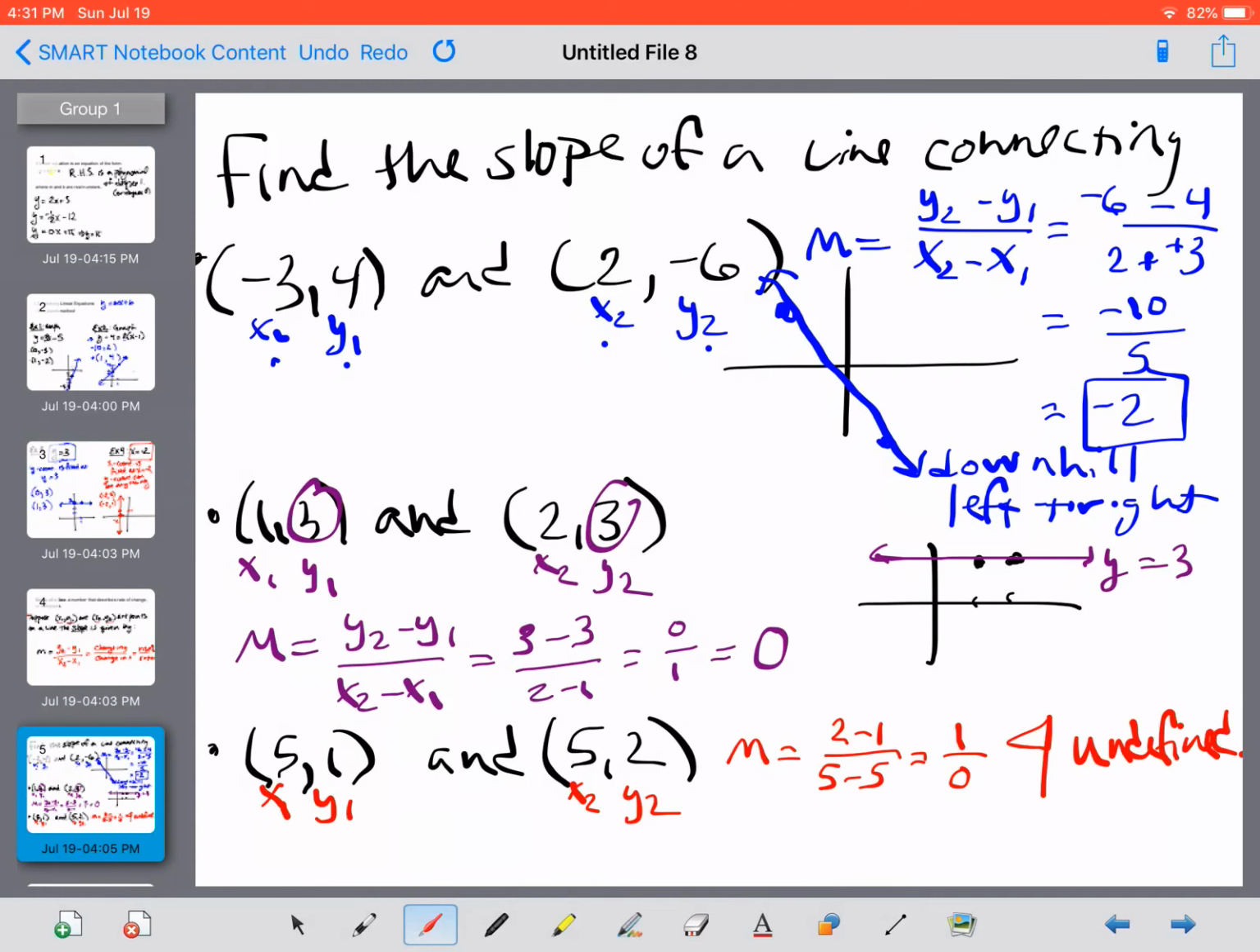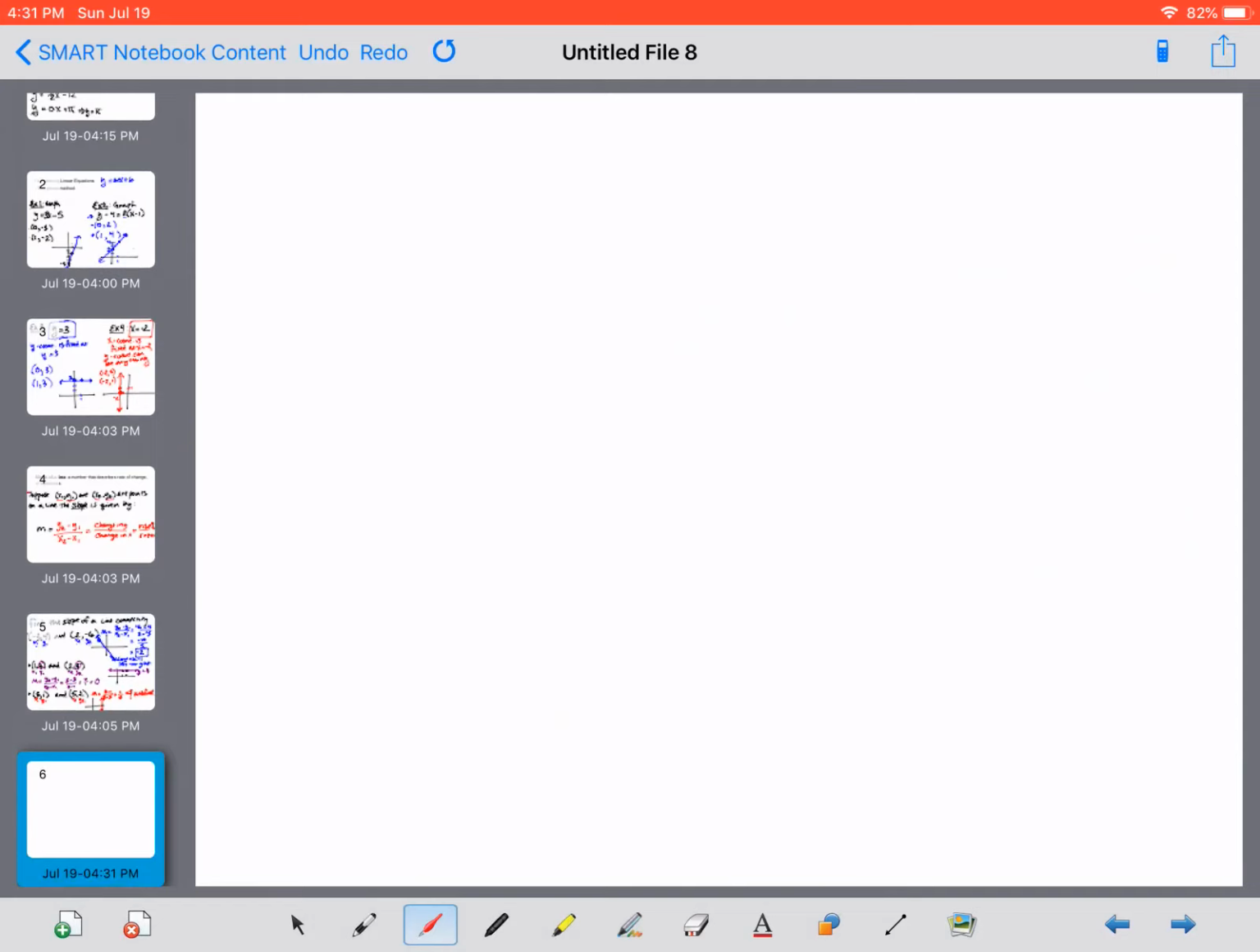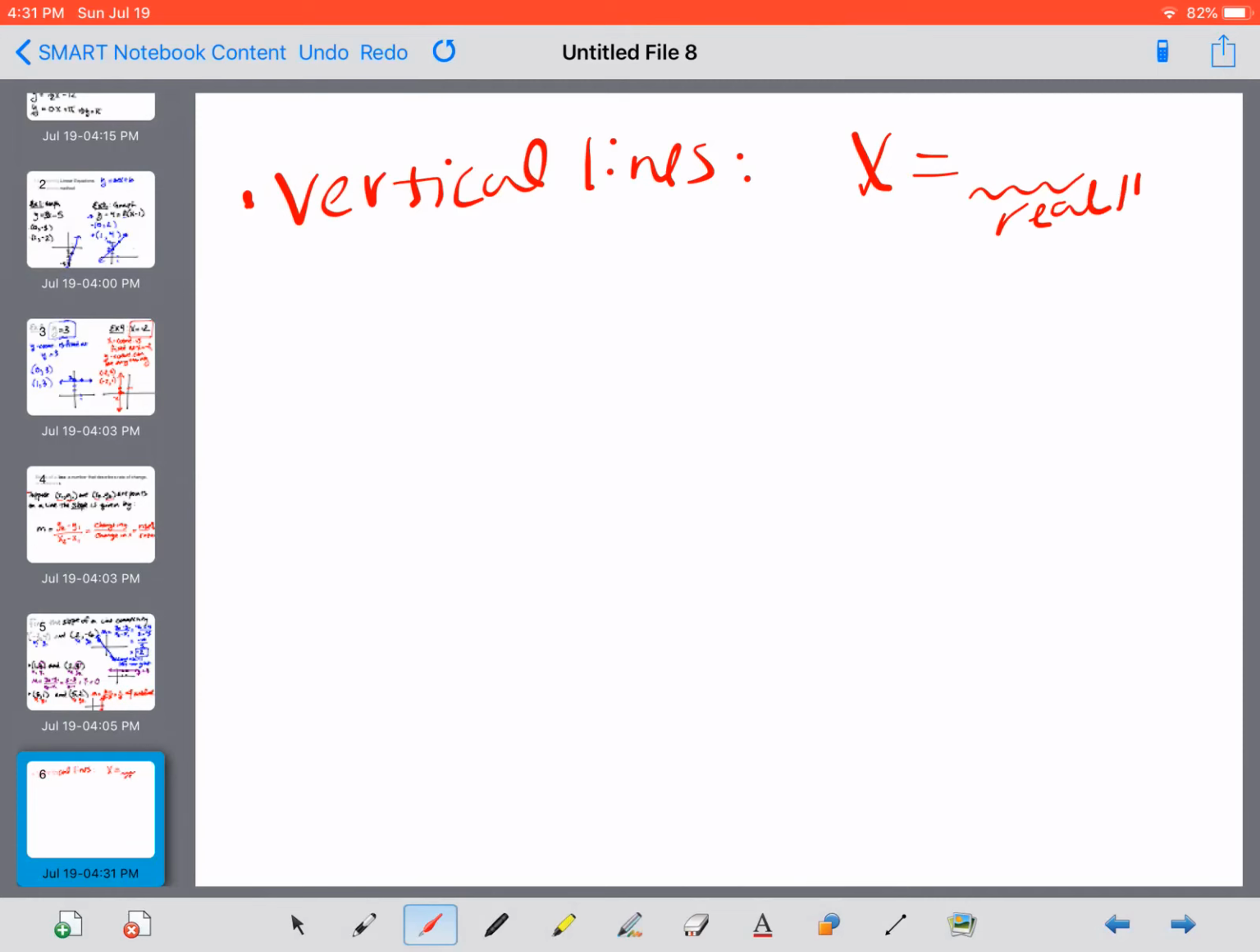And if we were to graph it, we would see that this is a graph that's a vertical line. Running out of space here. But 5, 1 and 5, 2 are going to give me points at 5, 1 and 5, 2. And when I draw the line through those points, I get a vertical line. So just as a quick takeaway here, vertical lines have equations of the form x equals some real number, and they have an undefined slope.